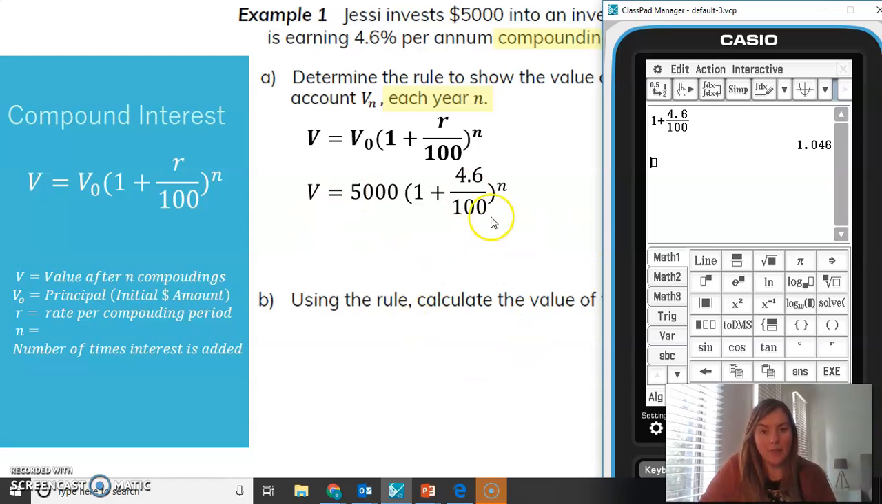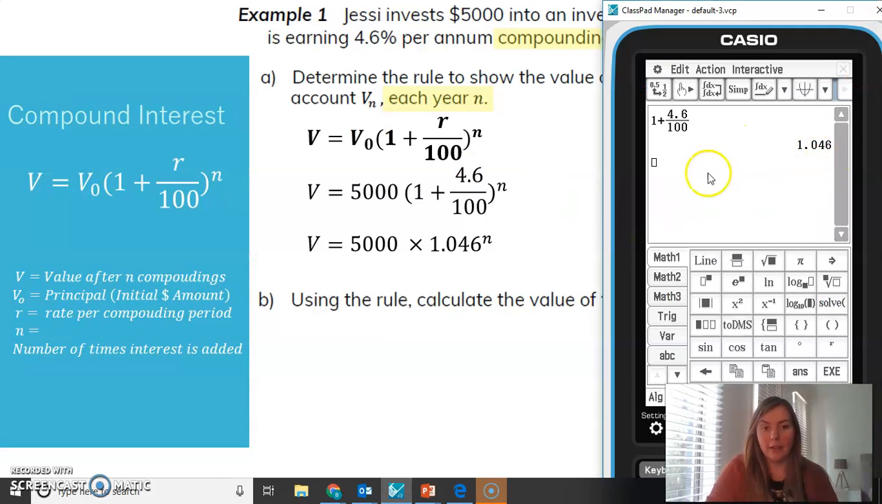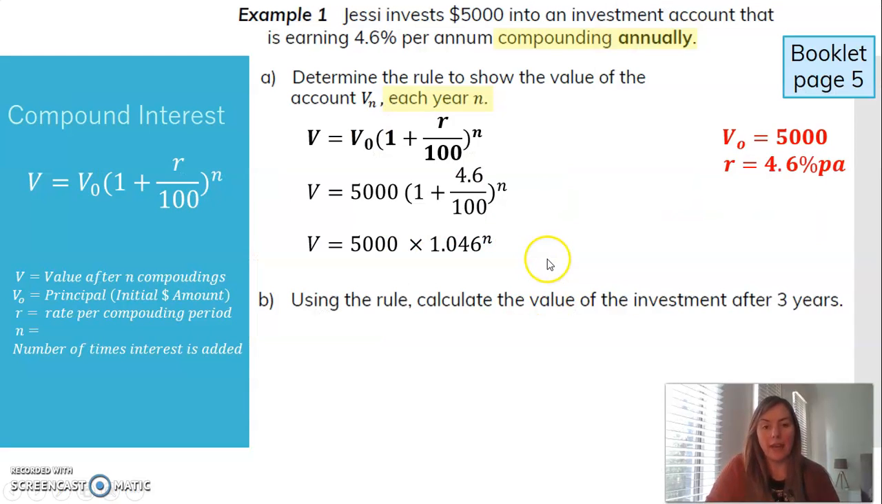I then rewrite this formula in terms of this, which gives me V equals 5,000 multiplied by 1.046, as that's what I got on my calculator, to the power of N. And that there is my rule for Jessie's investment. Now what we're going to do with this rule is use it to calculate the value of the investment after 3 years.